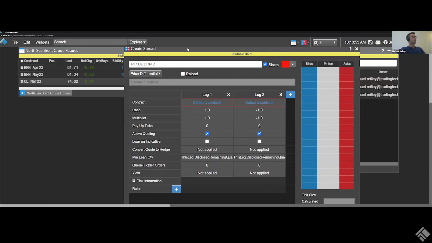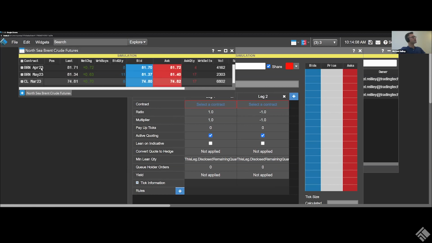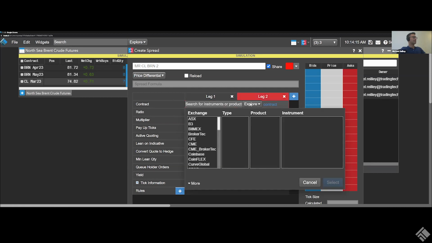So what I'm going to do next is drop down to the contract row. It gives us a little bit more color on those pricing methods in just a moment here. So if we go to contract, and like we said, we're looking for crude oil, CL, March 23, and we're going to trade this against the Brent, April 23. So what we do is click on select the contract, and we can click on our explore button here.